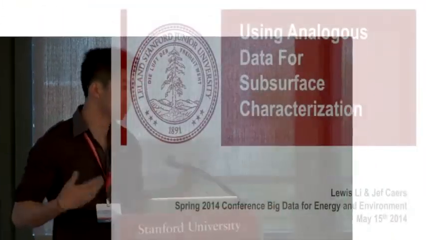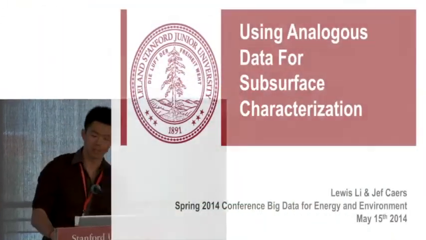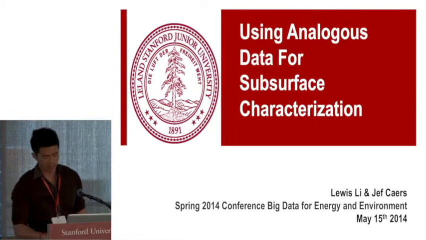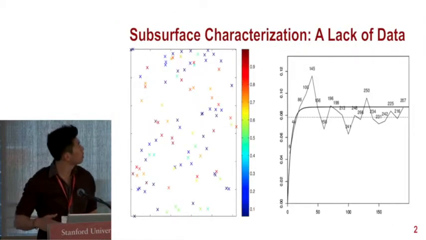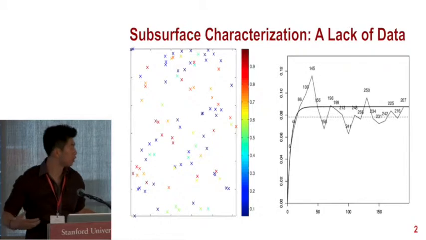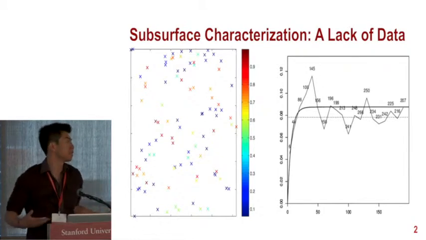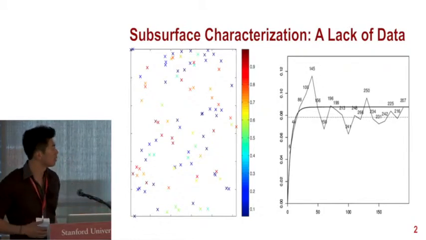So the project I'm going to be talking about is a project that Jeff, my advisor, and I worked on last summer. It's to use analogous data, which is the training images that he described earlier in his talk, to characterize the subsurface. The main problem that we have in reservoir engineering is usually just a lack of data. But this is also the case in climate modeling, for example, that Jeff showed.